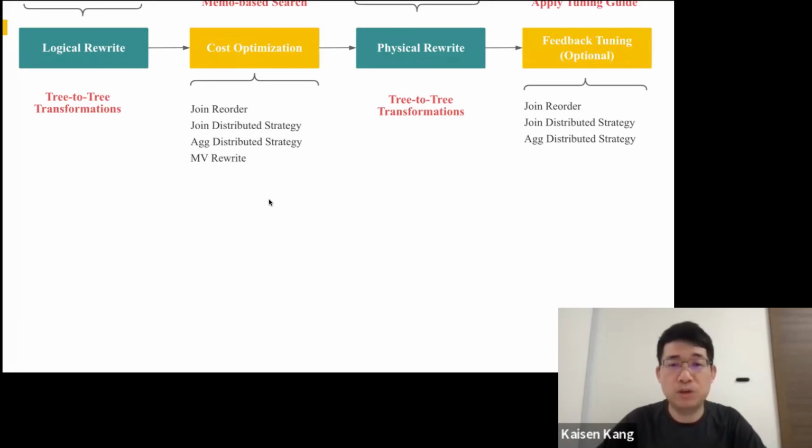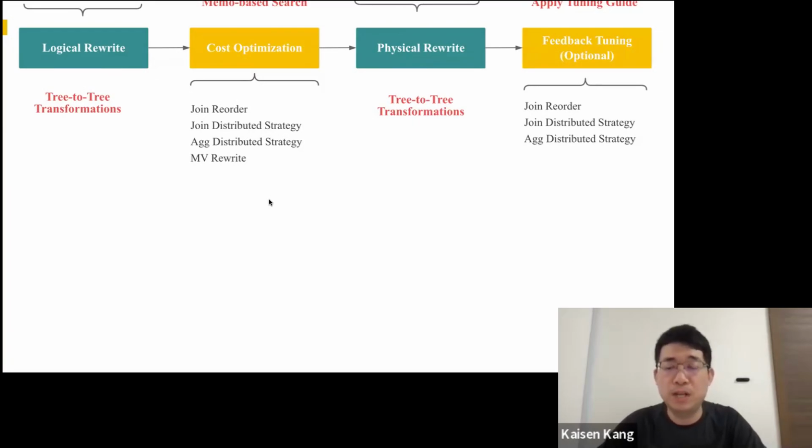This diagram shows a more detailed optimization process of the StarRocks Optimizer and also reflects several differences from the Cascades framework. The StarRocks Optimizer uses a multi-phase optimization strategy, including logical rewrite, cost-based optimization, physical rewrite, and feedback tuning. Specifically, the logical rewrite phase performs tree-to-tree transformations, applying a set of common rewrite rules, such as subquery rewrite and common table expression inline.